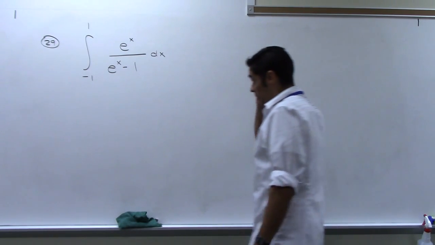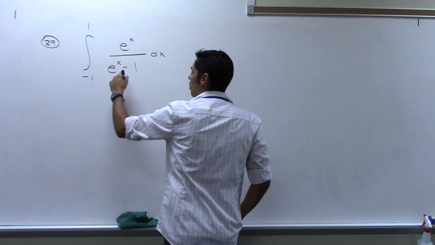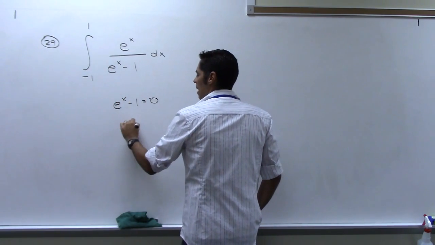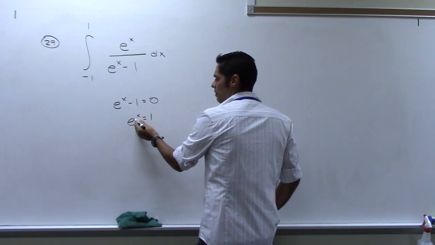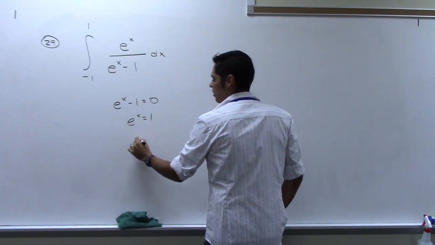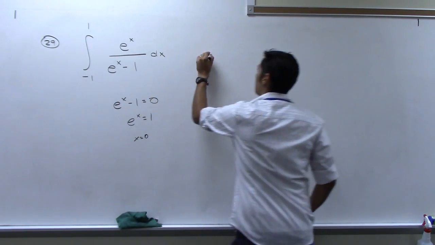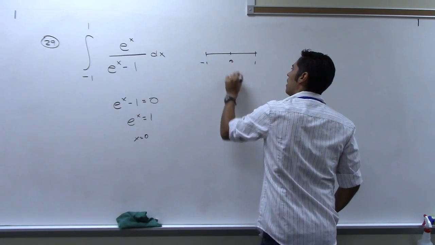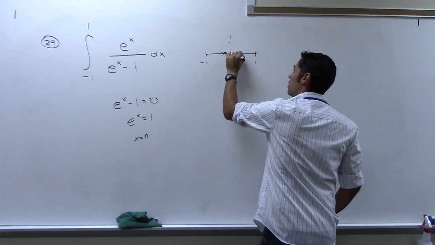All right, so the only issue I'd run into here, division by 0, would occur if e to the x minus 1 was 0. But that happens when e to the x is equal to 1. And you can tell here if I raise e to the 0, I get 1. So if x is 0, I have a problem. And 0 is within my interval. 0 is in here. So I'm going to have something happening there. It's not good. So I'm going to have to approach it from both sides.